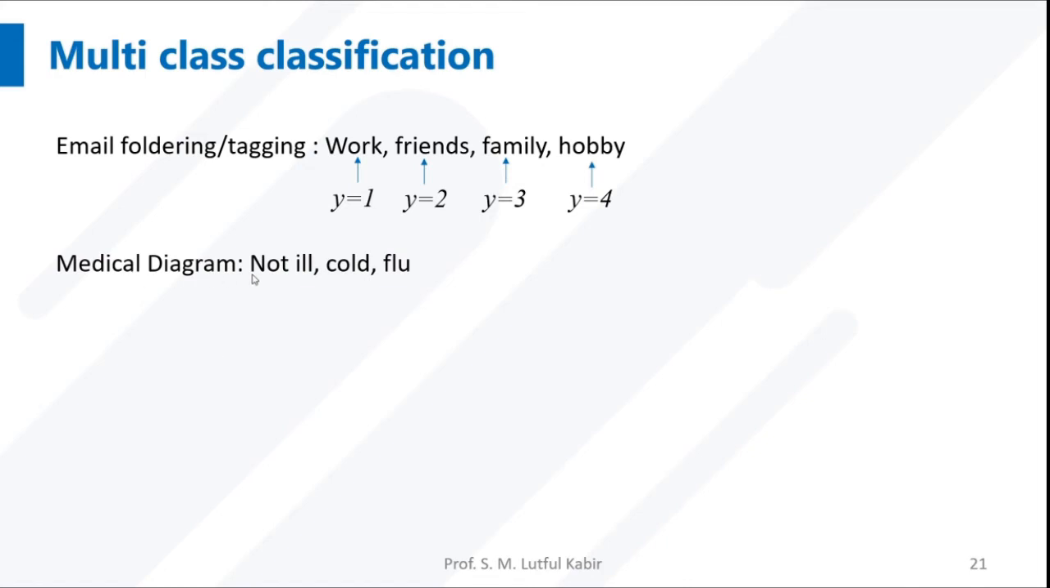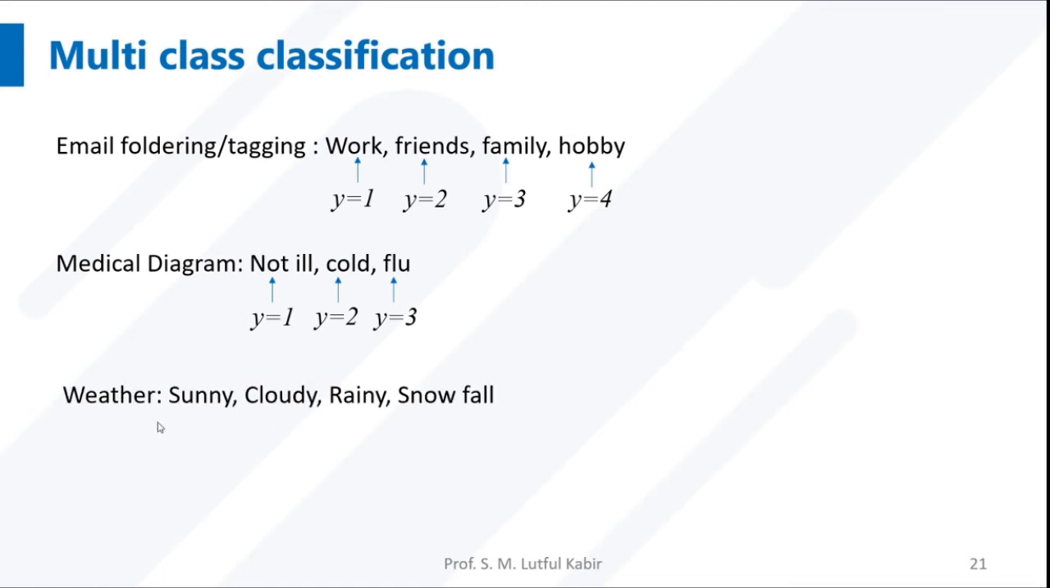Another problem is in medical diagnosis. A person may come with a stuffy nose, and you can differentiate between the possibilities: not ill, it can be a cold, or it can be the flu. So y equal to 1 for not ill, y equal to 2 for cold, and y equal to 3 for flu. For this problem, there are three classes.